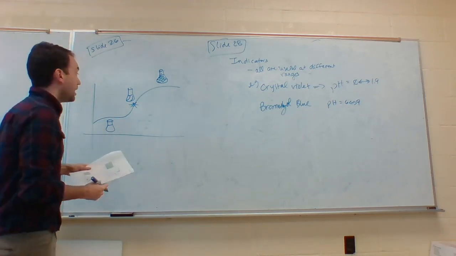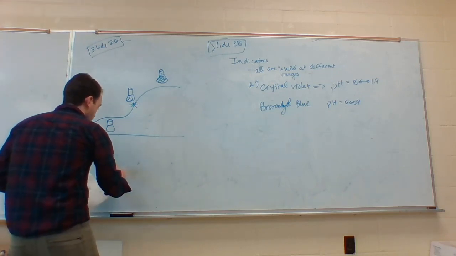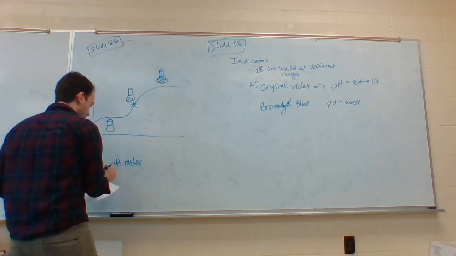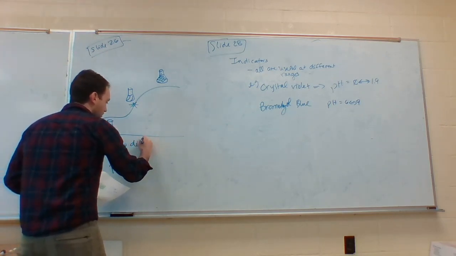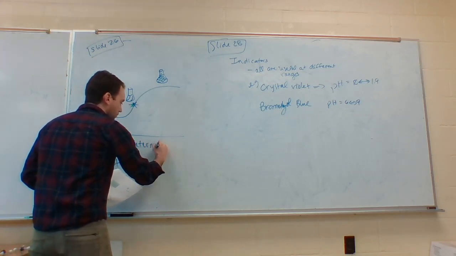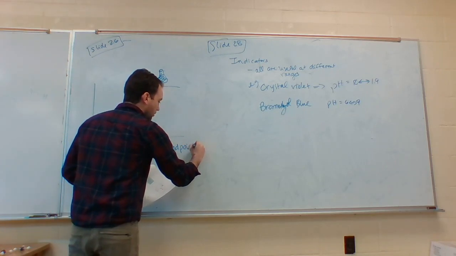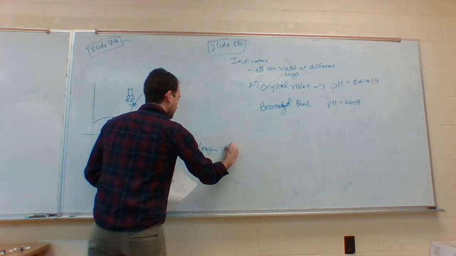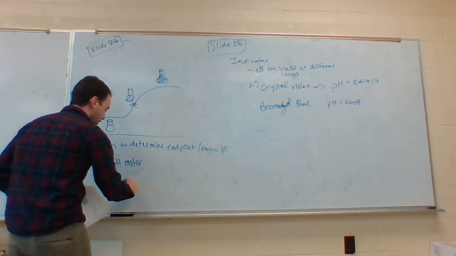Now, another way to determine the endpoint is to use a pH meter. So your ways to determine your endpoint or your equivalence point: you have a pH meter or you have an indicator.